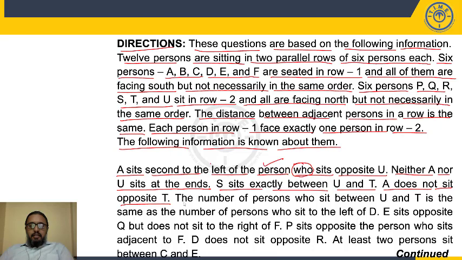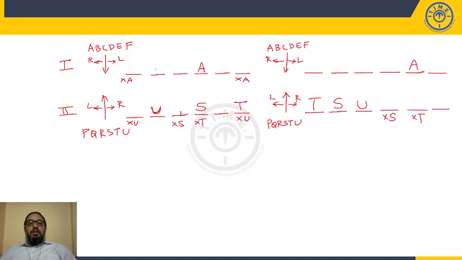Okay, then the number of persons who sit between U and T is the same as the number of persons who sit to the left of D. So the number of persons between U and T should be same as number of persons to the left of D. Okay, in the first case between U and T you have 3 people. So I will fix a D there so that to the left side of D, now south facing left is your right hand side, you have 3 people. So the condition satisfies. Correct?